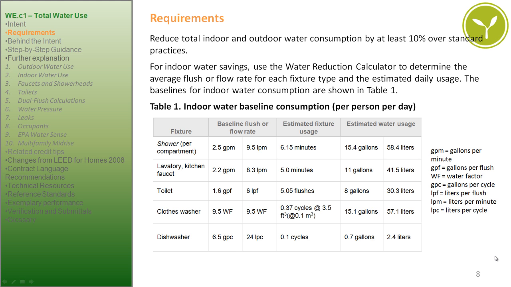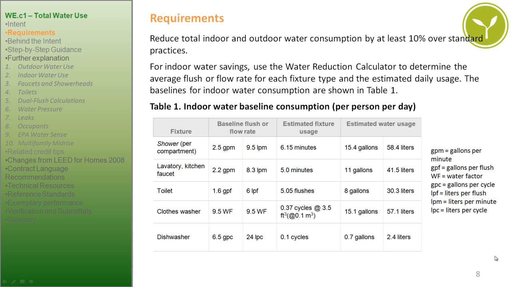Fixture: shower, per compartment. Baseline flush or flow rate is 9.5 liters per minute. Estimated fixture usage, 6.15 minutes. Estimated water usage is 58.4 liters. Lavatory and kitchen faucet: baseline flow rate, 8.3 liters per minute. Estimated fixture usage is 5 minutes. Estimated water usage is 41.5 liters.